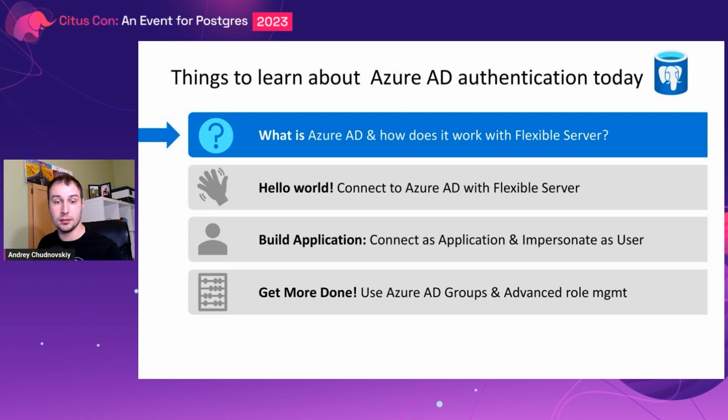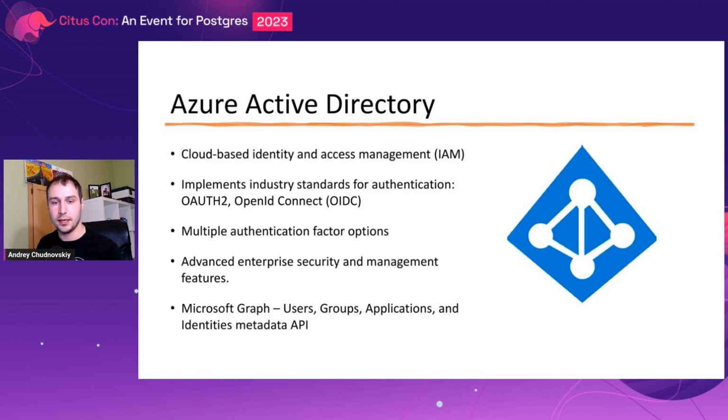So let's start with the intro. Azure Active Directory is an enterprise identity and access management solution. It implements industry standard protocols, OAuth 2, OpenID Connect, which you use every day authenticating anywhere on the web. It's different from just Active Directory, which is an on-premise solution using Kerberos protocol.